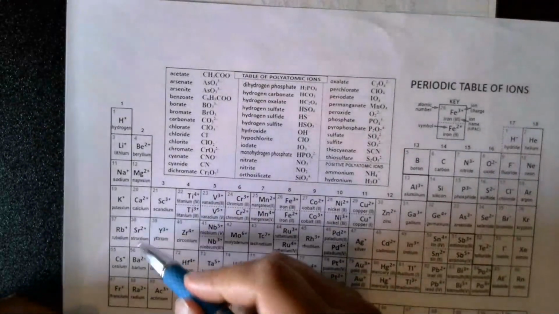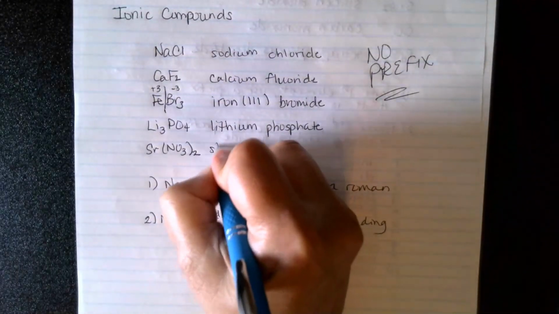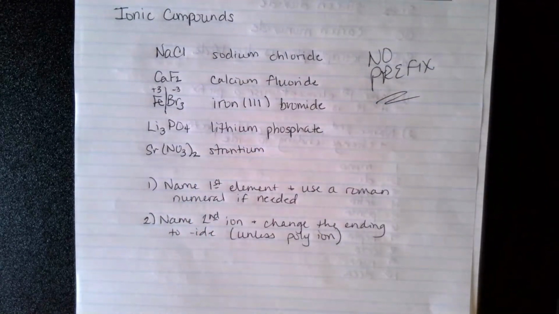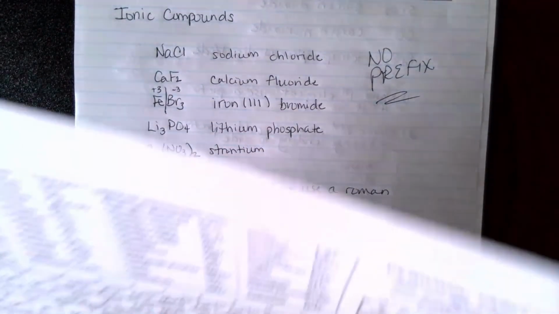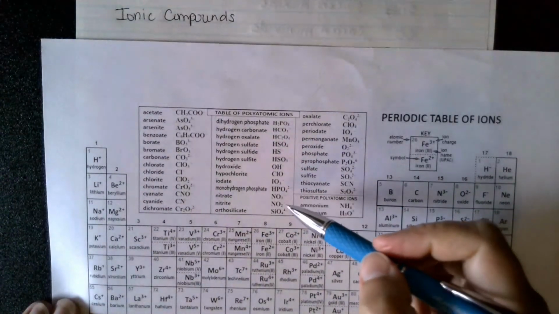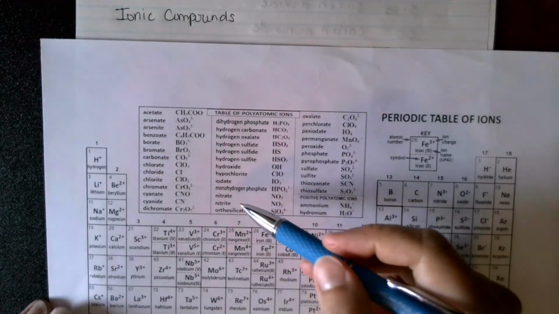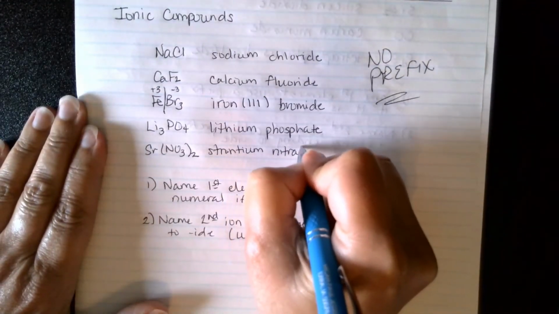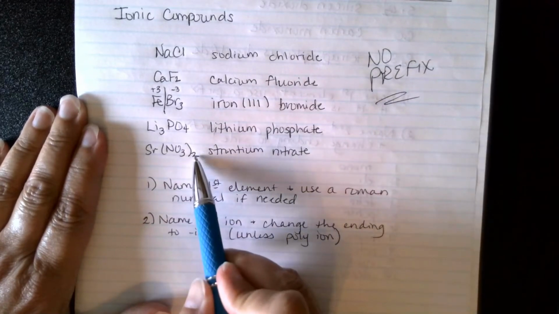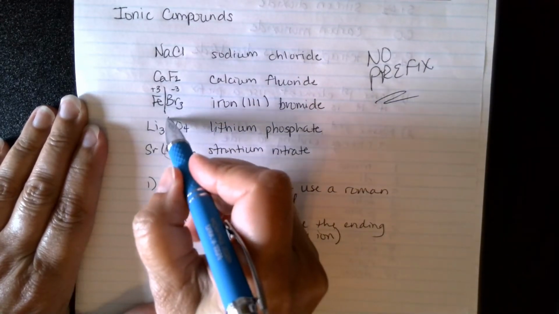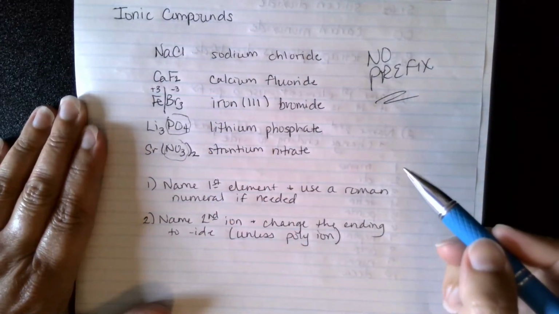And my last one, I name Sr, that's strontium. And then NO3 is a polyatomic ion, it's all one thing. And when I look up here for NO3, it is nitrate. Okay, I didn't do anything with this 2 and this NO3. This is all one thing, just like this PO4 is all one thing, one big package.